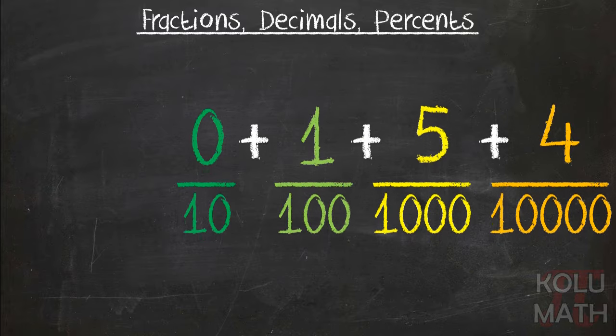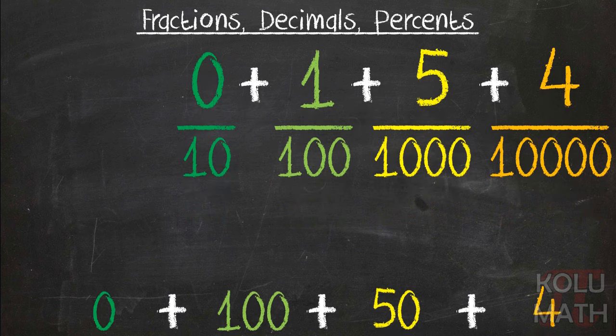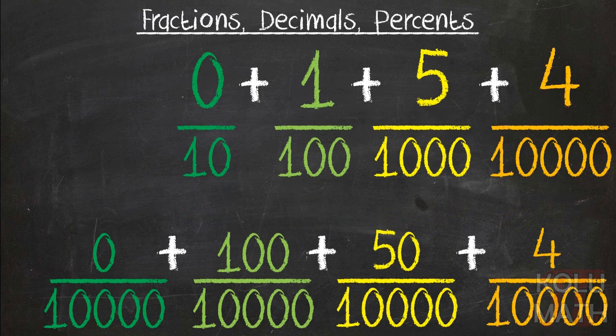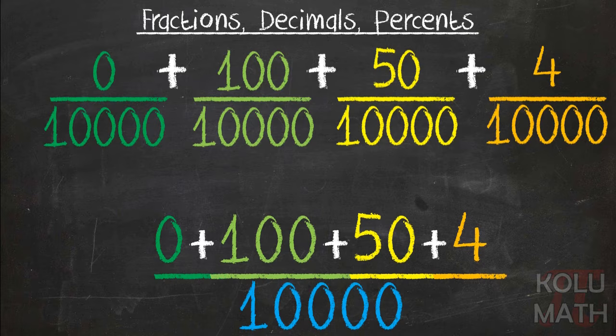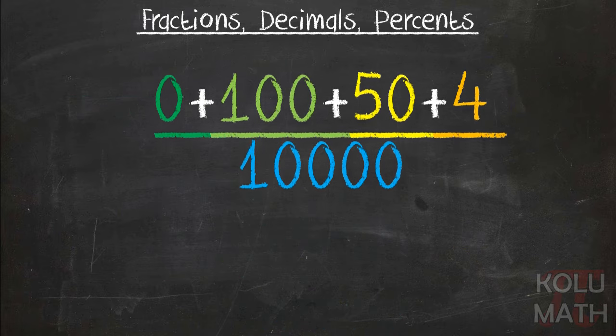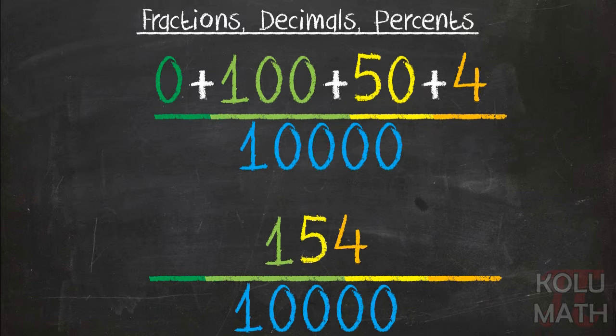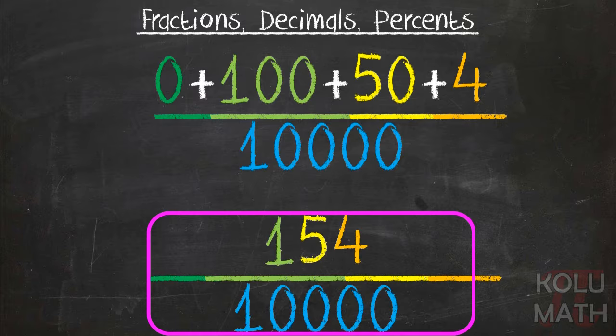So let's do that. First, we need to find a common denominator. In this case, we'll use 10,000. Add those guys up. And that gives us a final value of 154 ten-thousandths. All right, you're probably thinking that was a lot of work. Let's see if we can find a shortcut.